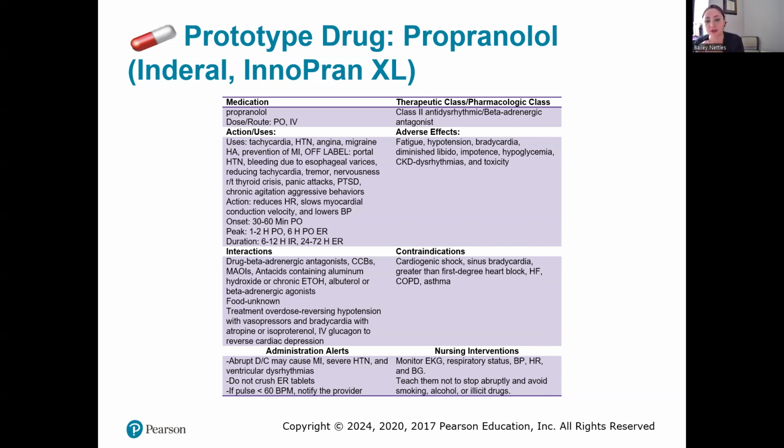So administration alerts. Stop it if stopping abruptly can cause a heart attack, severe hypertension, or ventricular dysrhythmia. So we don't stop abruptly. We wean. Okay. Do not crush the extended release tablets, and if the heart rate's less than 60, ain't happening. Monitor their EKG, respiratory status, blood pressure, heart rate, and blood sugar. Tell them not to stop it abruptly. Avoid smoking, alcohol, and illicit drugs.